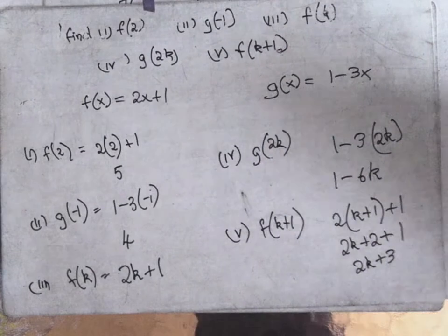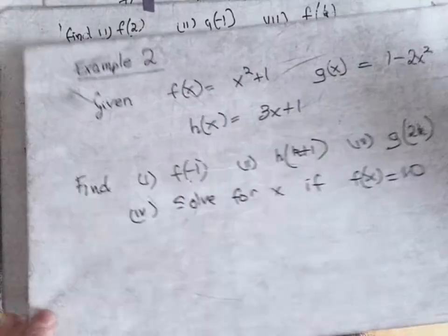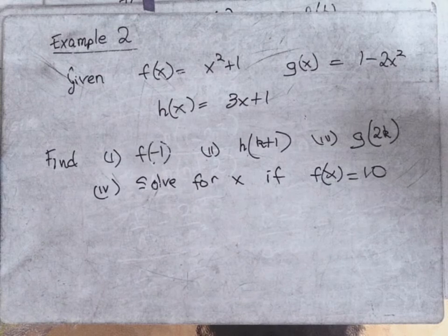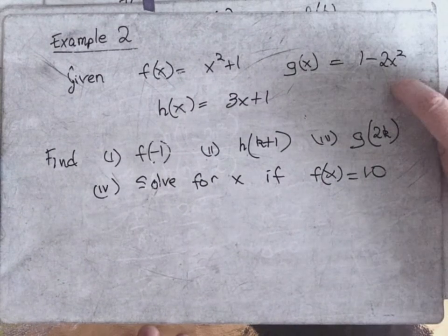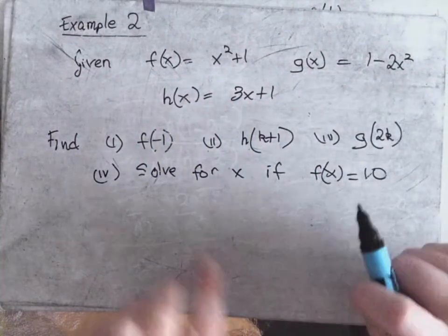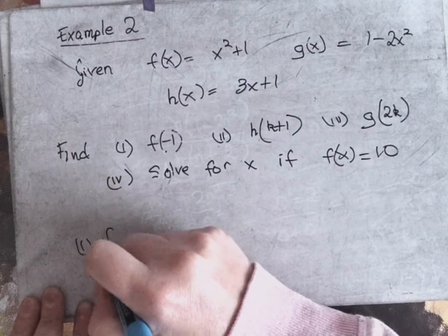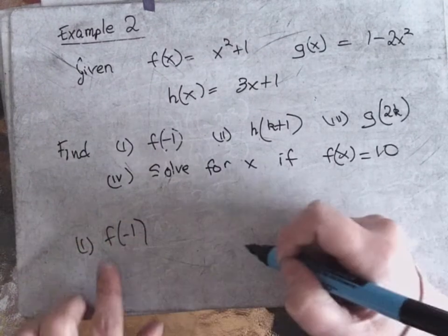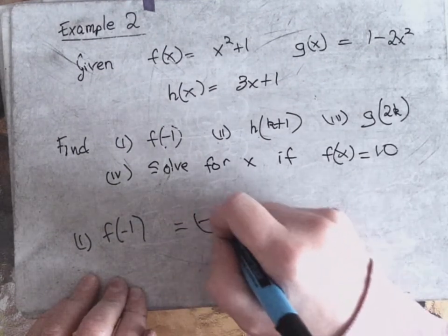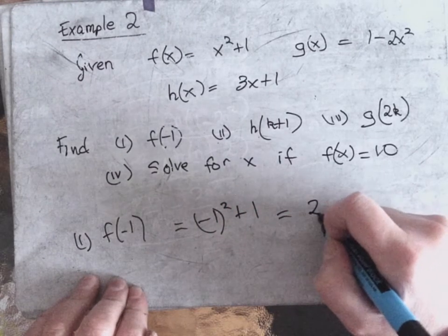Example 2 is next. I have given f of x is x squared plus 1, g of x is 1 minus 2x squared, and h of x, just the third one, 3x plus 1. Part 1 is find f of minus 1. That means into f, everywhere I see an x, put in a minus 1. So that would be minus 1 squared plus 1. Into the calculator with that, and that will give me 2.